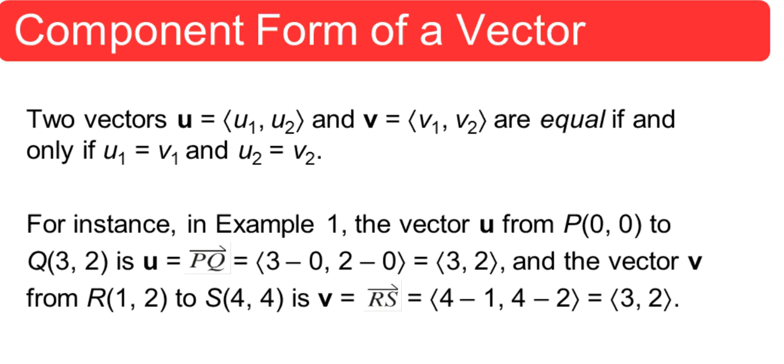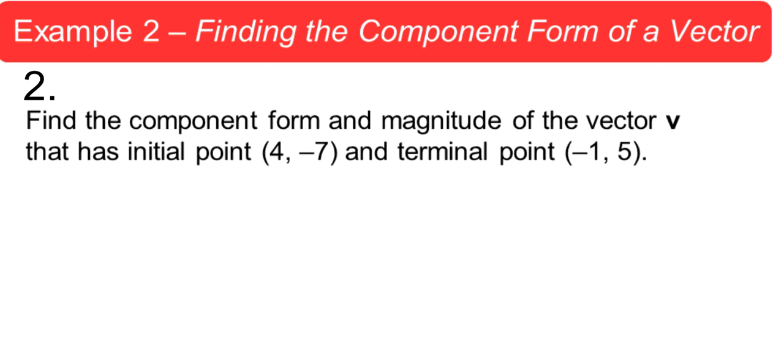So here's two vectors. They're equal if and only if the first parts and the second parts are equal to each other. And that just runs you through. That shouldn't be earth-shattering news as we go. So the next one is find the component form and the magnitude of this vector v.